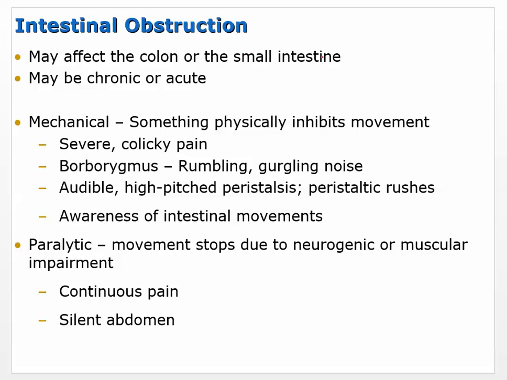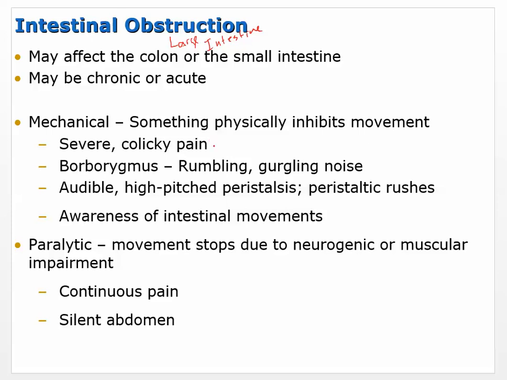Now let's say that we have food that has moved through the stomach and into the intestine. Now we're going to talk about intestinal obstruction. In the large intestine, which we a lot of times hear called the colon, any kind of intestinal obstruction, be it the small intestine or the colon, is what we're talking about. It may be chronic or acute. Mechanical makes sense. Something physically inhibits movement. You have some kind of blockage. Something has stopped movement through the intestine.